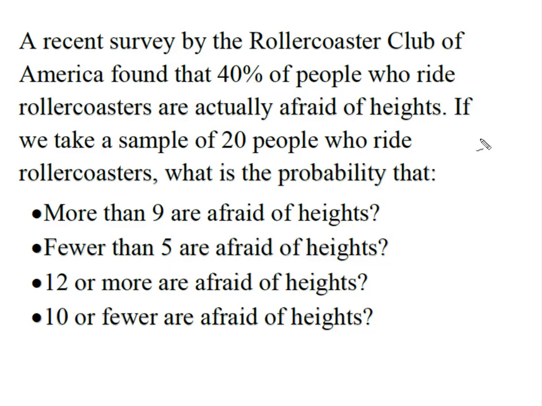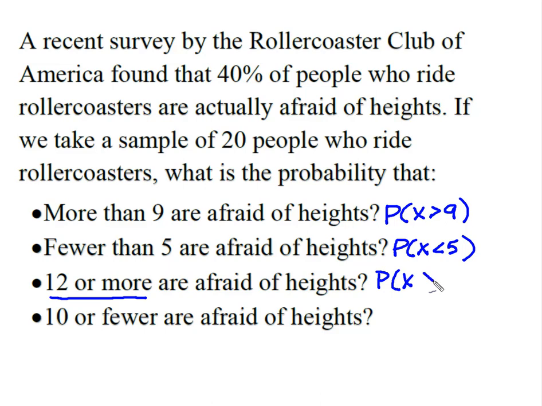So the secret to this CDF is to get your input constant correct. So if we take these and we convert them, now this looks like the probability that X is greater than 9. This one looks like the probability that X is less than 5. Here we want 12 or more, so we know that's the probability that X is greater than or equal to 12. And in this last one, we want 10 or fewer, so we're looking at the probability that X is less than or equal to 10. So let's hop over to Minitab and see how this works.